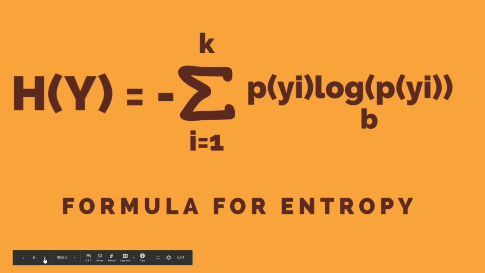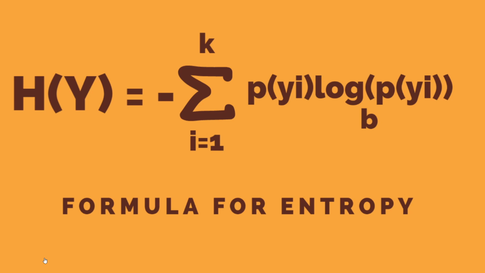Now let us see what things we should be aware of while building a decision tree. First, let us talk about entropy. Suppose we are given a random variable y and it can take k values, y1, y2, y3, and so on till yk. Then the entropy of y can be described as H(y), and it is mathematically described by the formula: negative of the summation from i=1 to k of P(yi) times log P(yi) base b. So this is the formula for entropy.